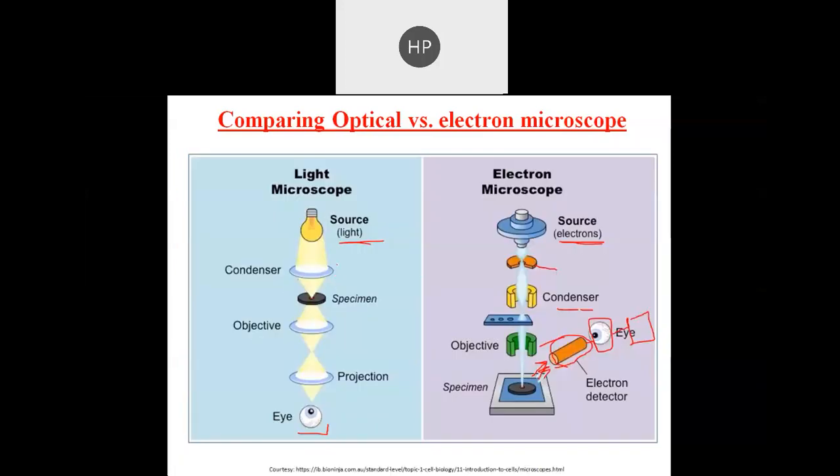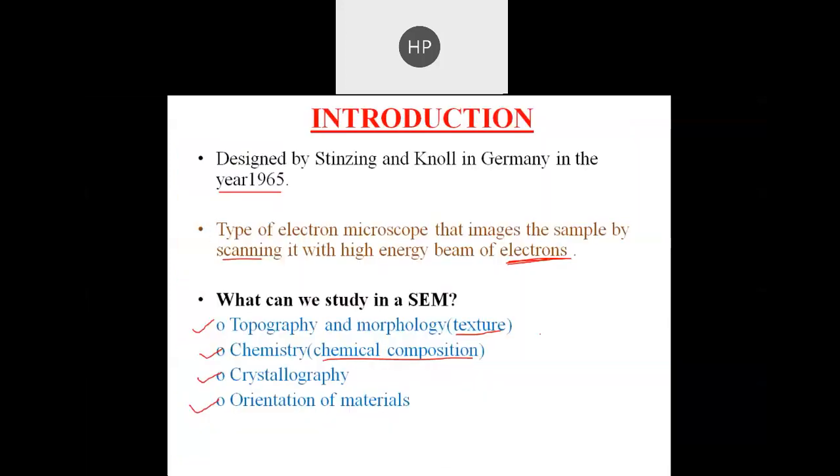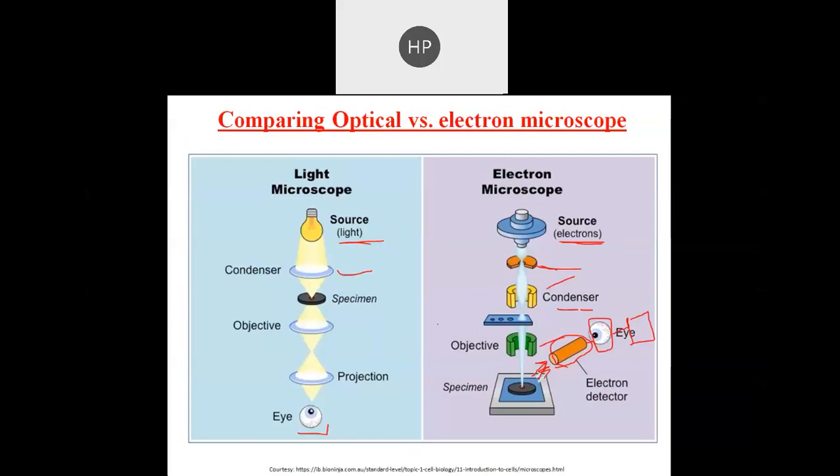So you can see this is the condenser, which is one kind of glass lens, while here we have electromagnetic condensers. Then for the magnification type, here we use objective lenses. You can say this is the objective lens, from which we can do it.